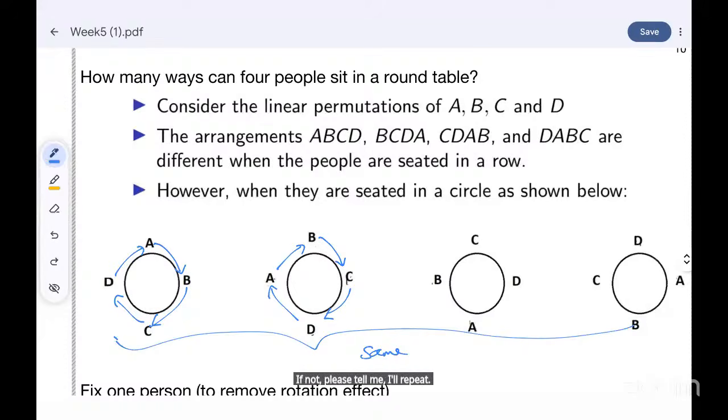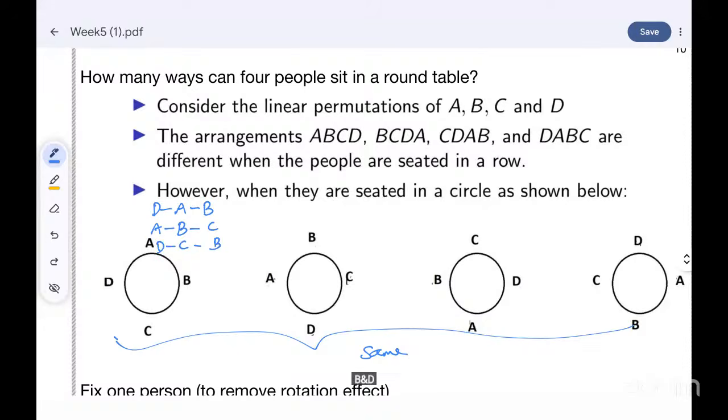Should I repeat? Yes, ma'am. Fine, I'll repeat. See, in the first case, who are the neighbors of A? B and D. Who are the neighbors of B? A and C. And who are the neighbors of C? B and D. And who are the neighbors of D? A and C.